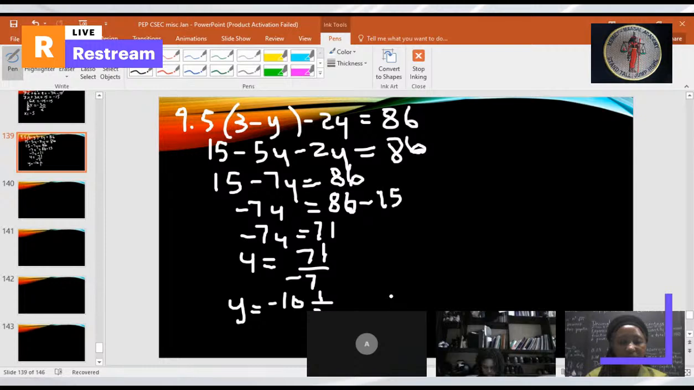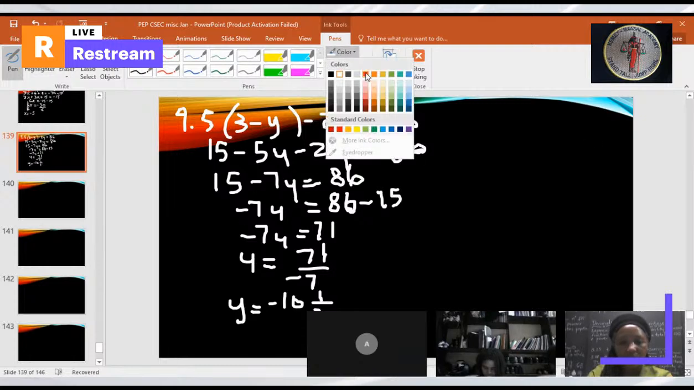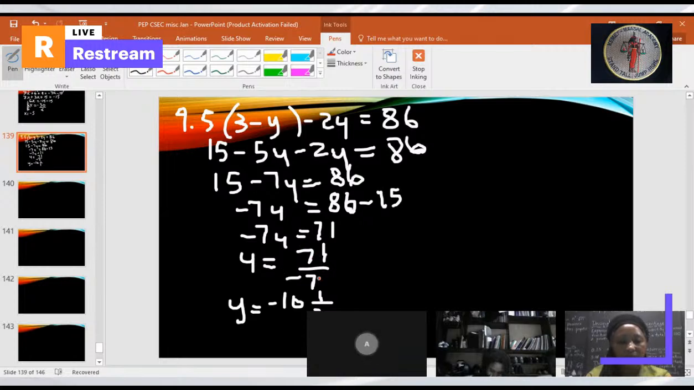You can substitute it back. You'd have to work it, either as a decimal or as a fraction. So negative 10 and 1/7, substitute it into where y is. So 3 minus negative 10 and 1/7, and then you multiply that by 5, and also substitute it into negative 2 times 10 and 1/7. So let's check over here.